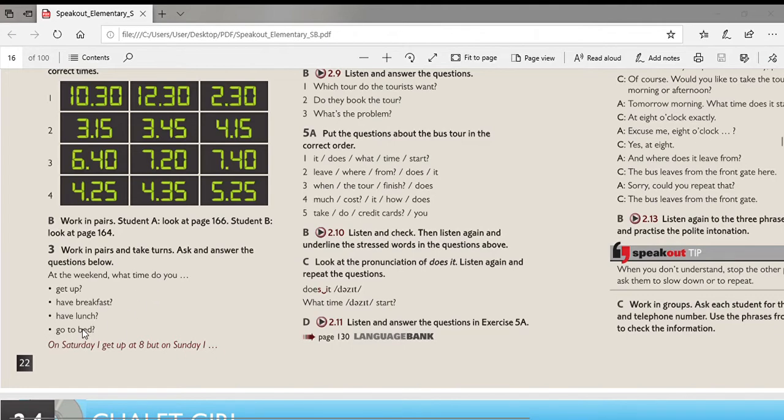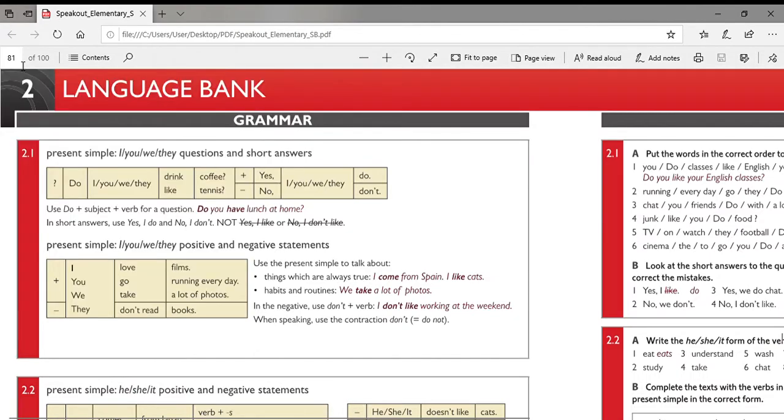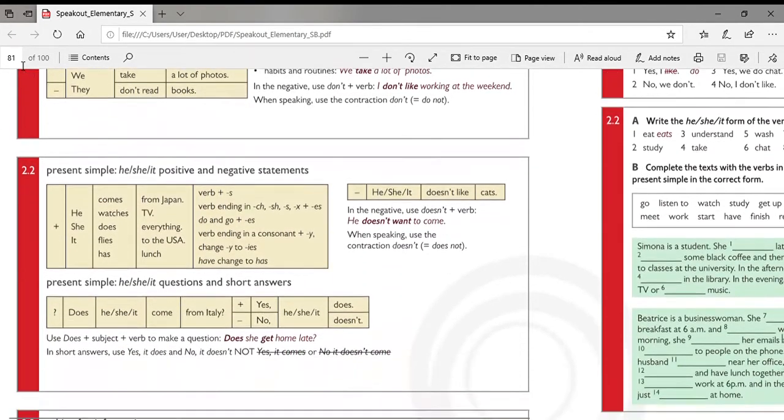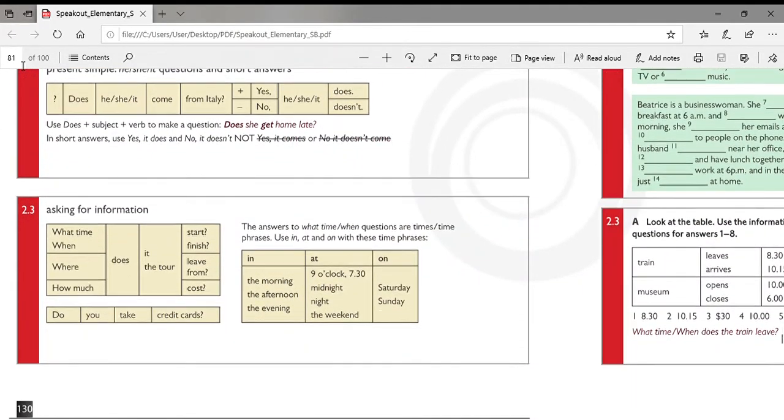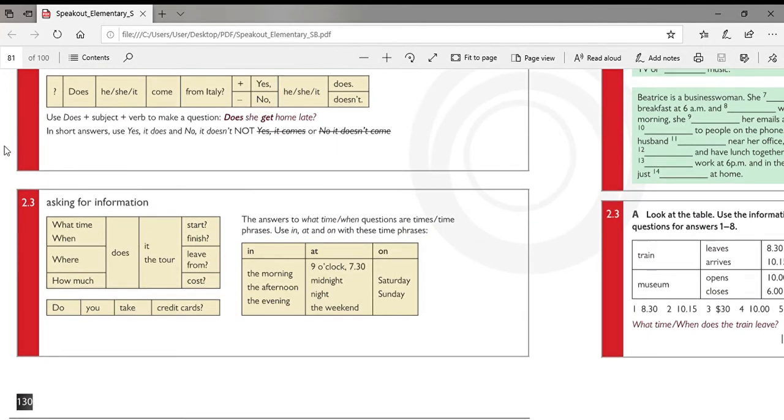What time do you go to bed? At the weekend, I go to bed at 12 o'clock or, for example, at midnight. If we go to page 81, we can see some information about how to ask questions in order to get some necessary information.